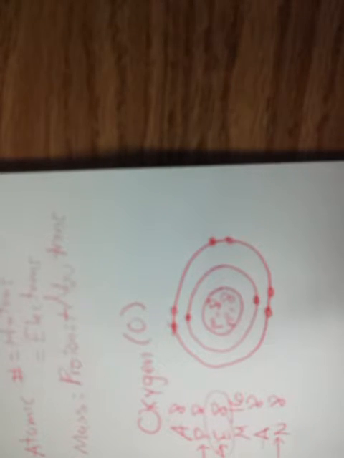So we begin to draw our electron orbitals. The first orbital can hold a maximum of 2 electrons. Well, we need 8 electrons, so we need another orbital. The second orbital can hold a maximum of 8 electrons. We already have 2, so we need 6 more to equal 8. 3, 4, 5, 6, 7, 8 electrons total. That's all there is to it. That's a Bohr model for oxygen.